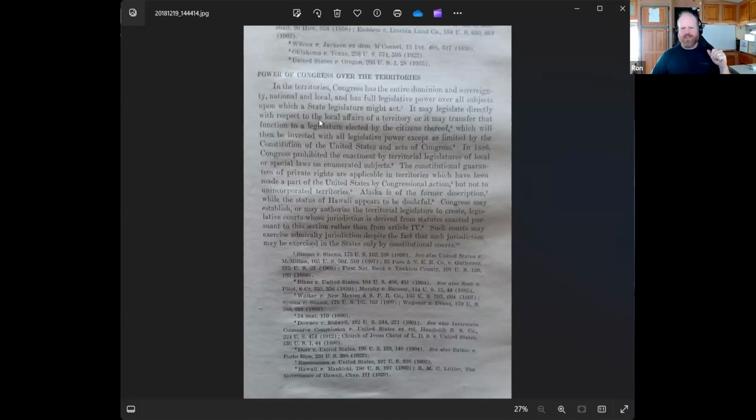Congress may legislate directly with respect to the local affairs of a territory, or it may transfer that function to a legislature elected by the citizens thereof. Let's stop there. What does that mean?